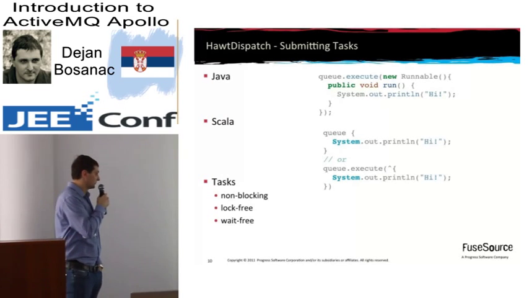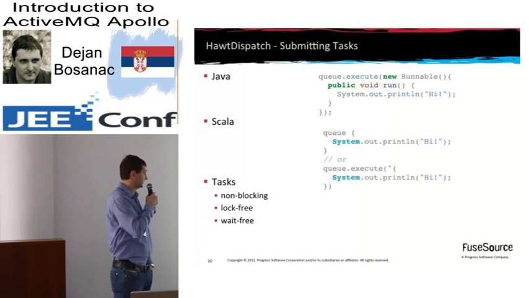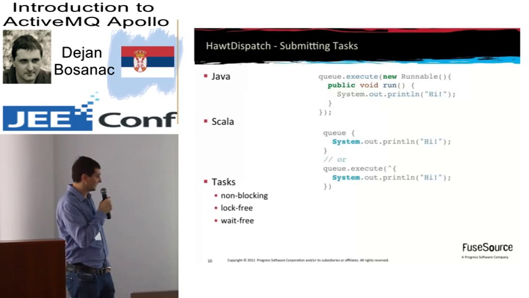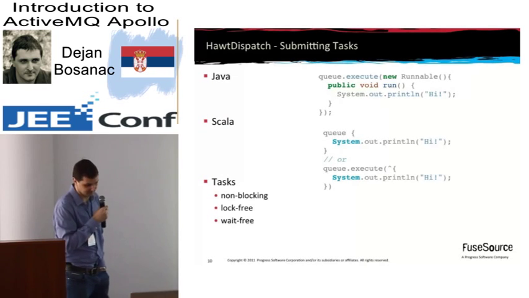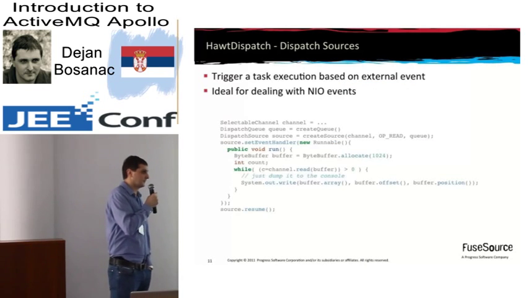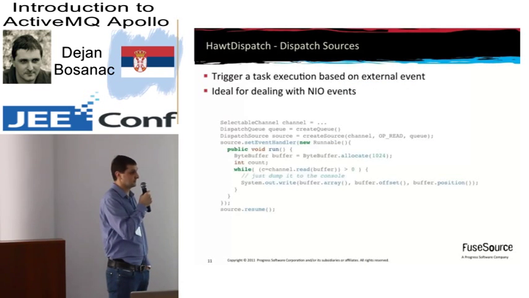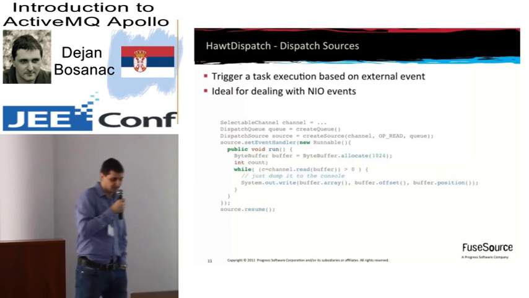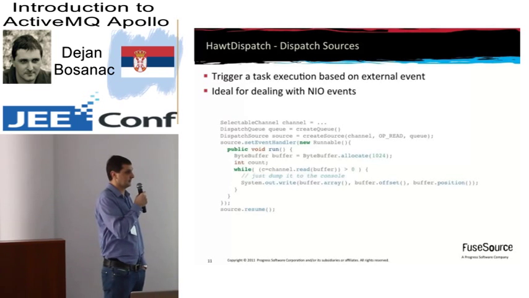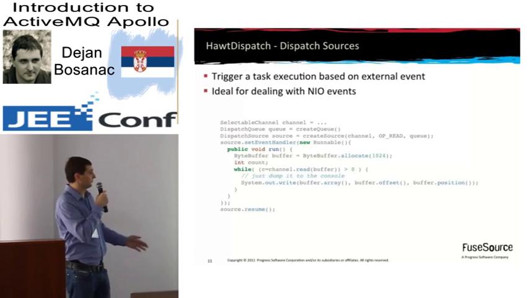There are some rules that need to be defined for the tasks that are being written, and those are that your tasks should not block at any time, should be lock-free and wait-free. So basically really simple operations that can be executed asynchronously. This is all great for dealing with general purpose task execution. But in the broker, most of the time we just read from the network and get our messages, do a fairly little bit of processing and then push them on the other side.